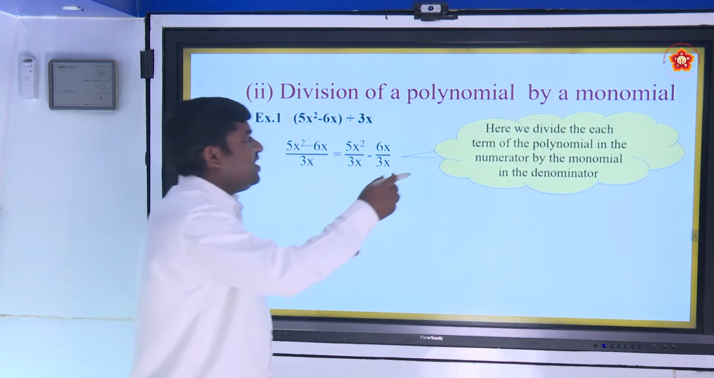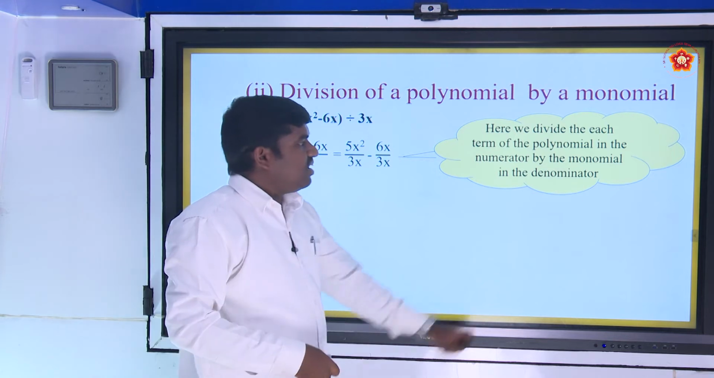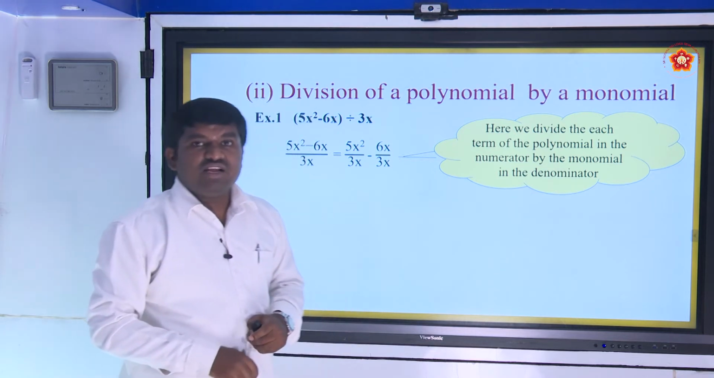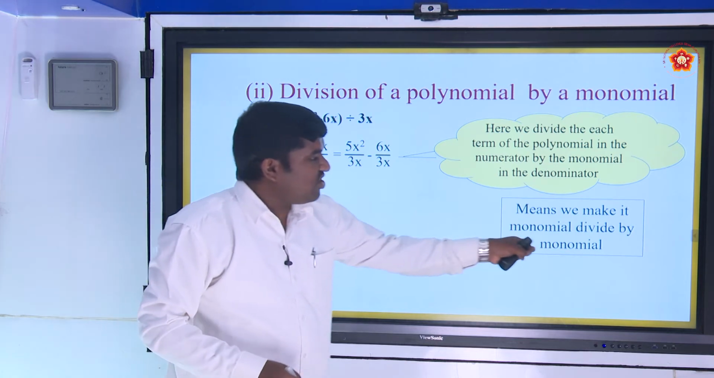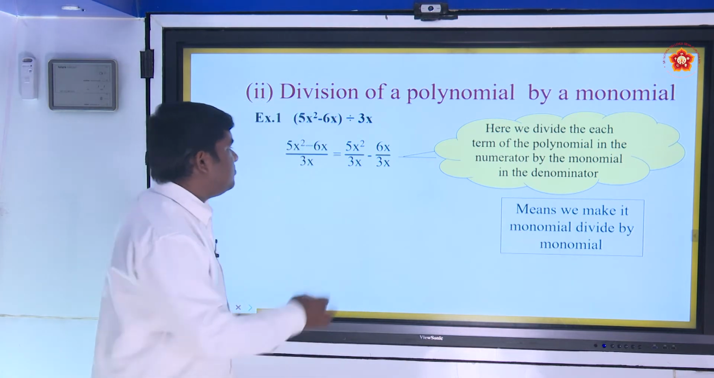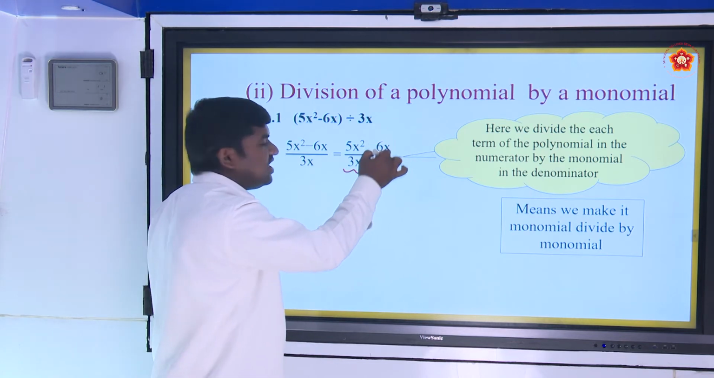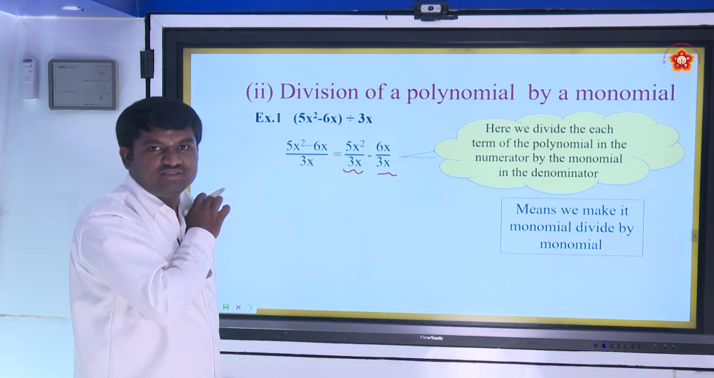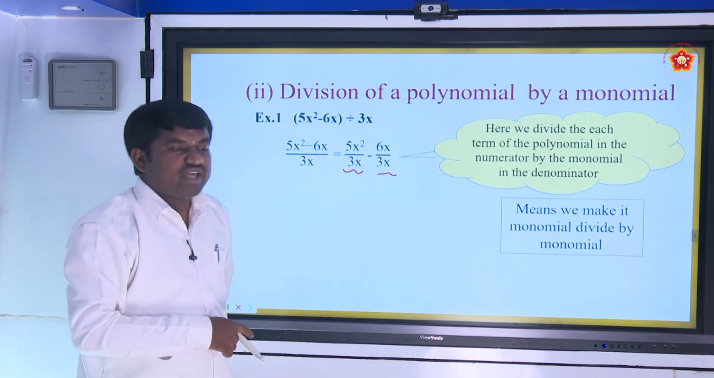So here we divide each term of the polynomial in the numerator by the monomial in the denominator. Means we make it monomial divided by monomial. Observe this. This is monomial divided by monomial. This is also monomial divided by monomial. So after this we get monomial by monomial.